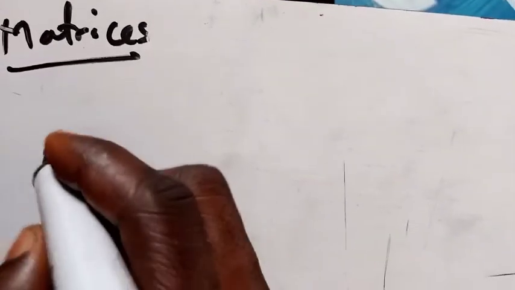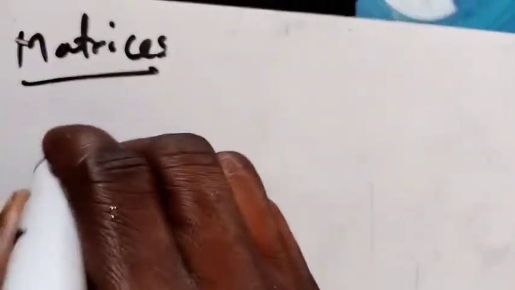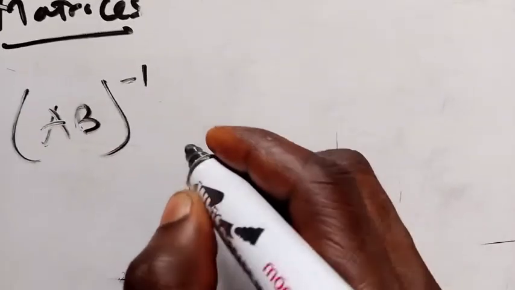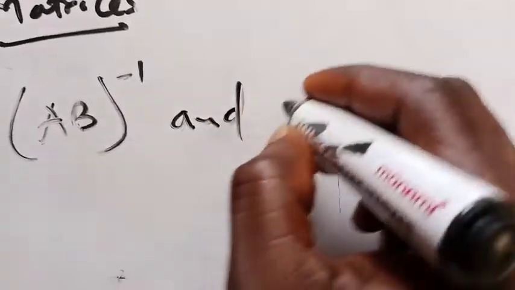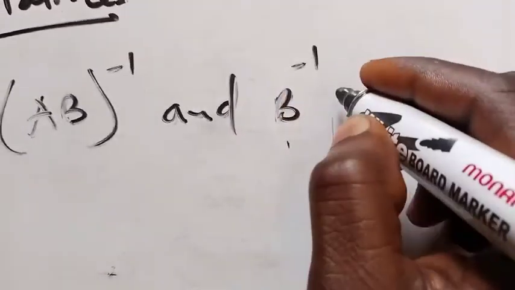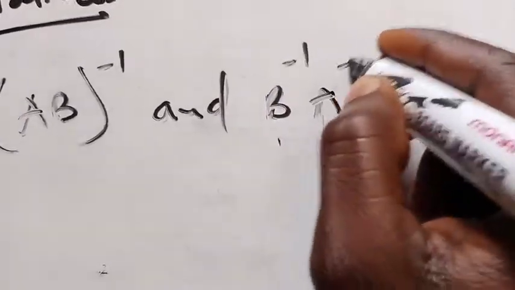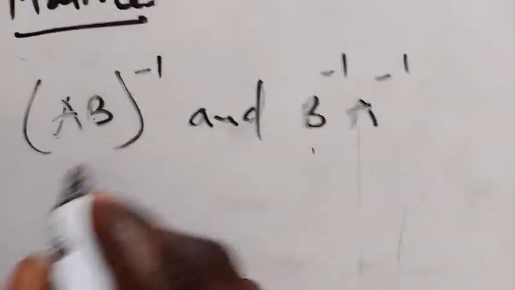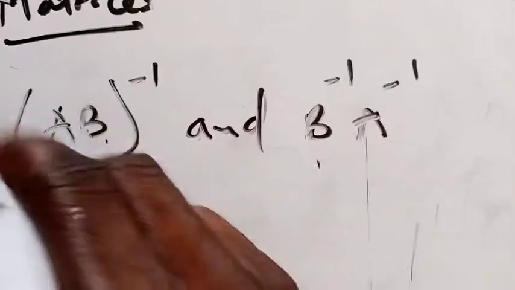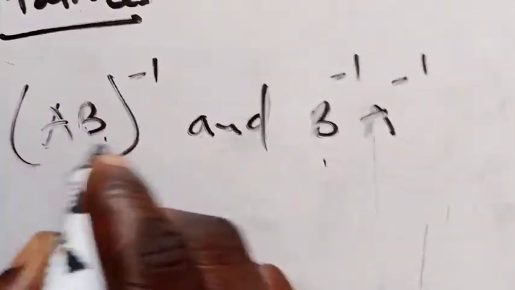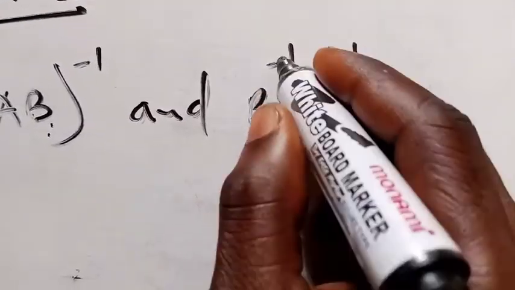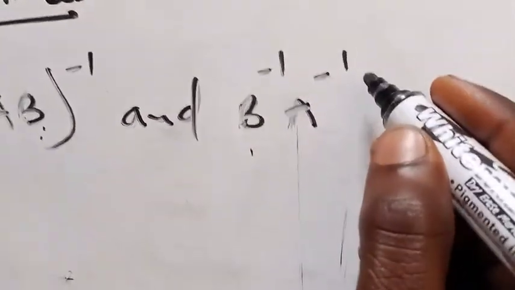Now, here's the second part of the question that says that you should find (AB) inverse, right? This notation stands for inverse. Then the second is negative B multiplied by A inverse. So you have A multiplied by B, then you find the inverse of that. It's a different thing from the inverse of B as well as the inverse of A, right?